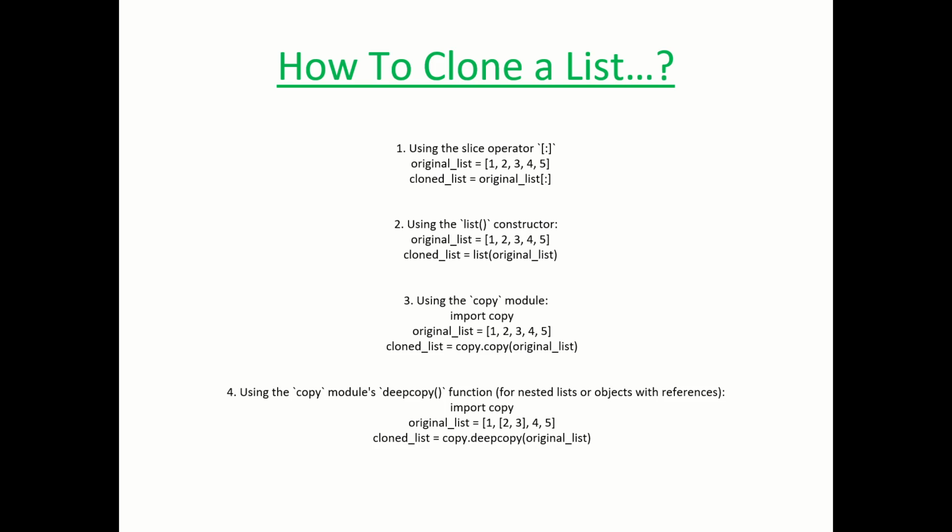For the first one, let's take original_list = [1, 2, 3, 4, 5]. In the slice operator, a colon is used: clone_list = original_list[:]. For the second one, we use the list method or list constructor: clone_list = list(original_list).